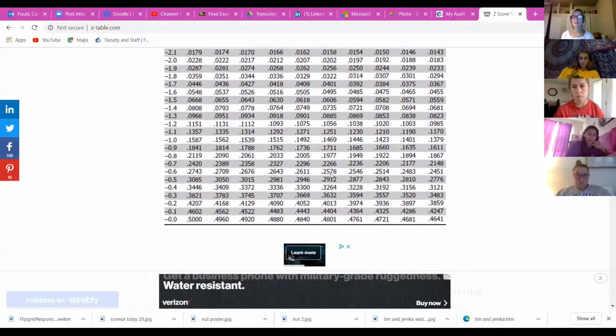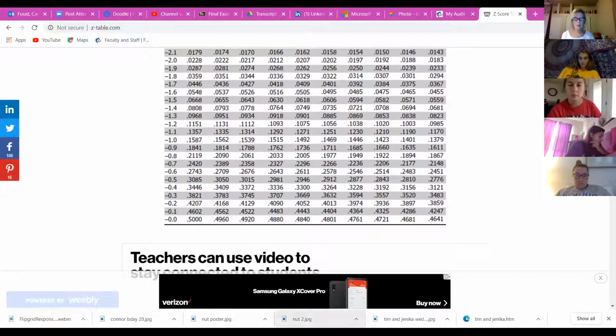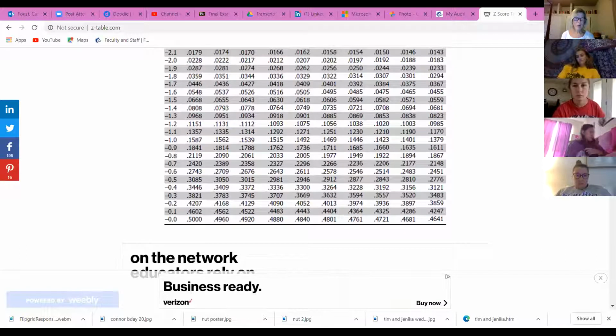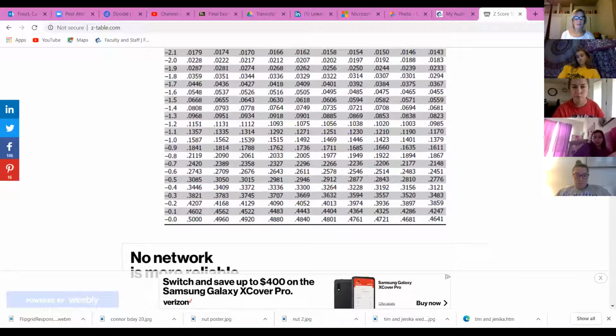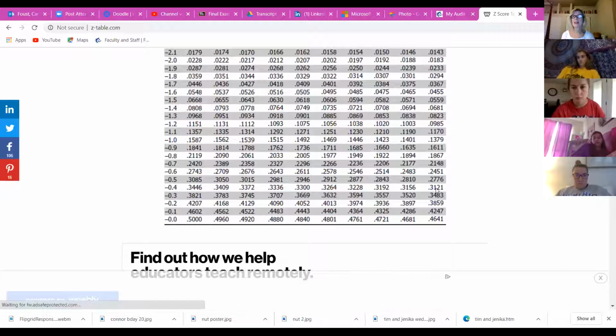Negative 0.65. Then the next one was negative 0.49. So I would go back to the z table, and I'd go to negative 0.49, and I'd find out that they were at about the 31st percentile.